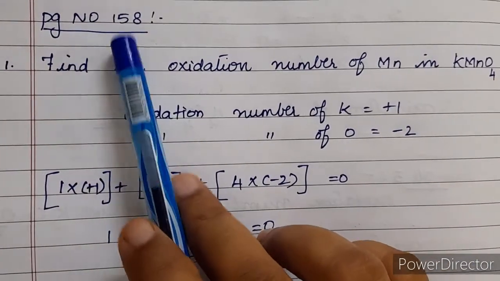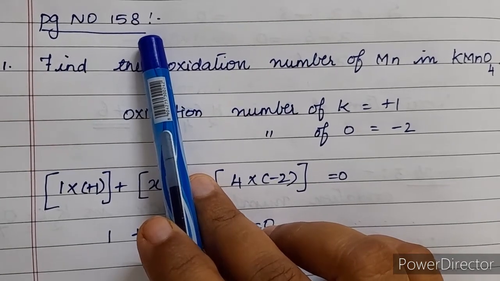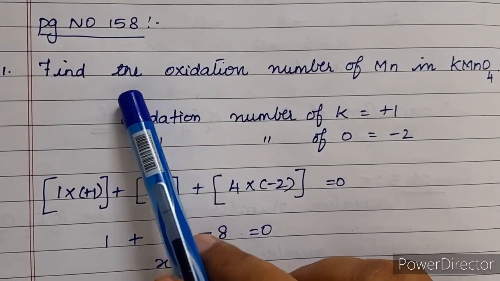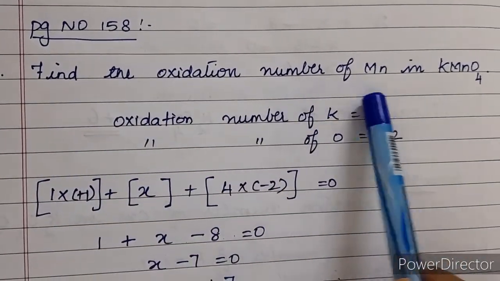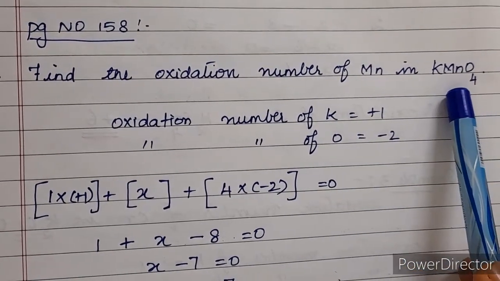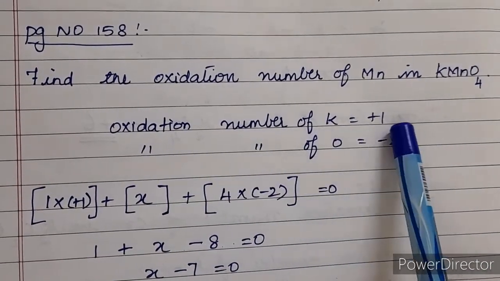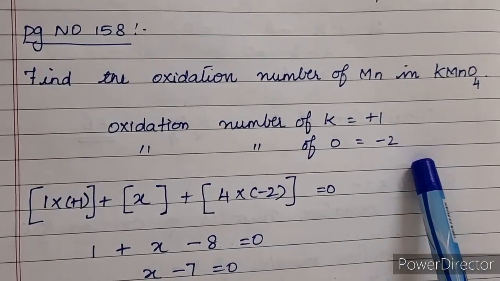Now children, on page number 158, above the points to remember, you have 4 problems. These 4 problems are very, very important. Let's see them one by one. Find the oxidation number of Mn, that is manganese, in potassium permanganate, that is KMnO4. The oxidation number of potassium is plus 1. The oxidation number of oxygen is minus 2. So this should be memorized, isn't it?